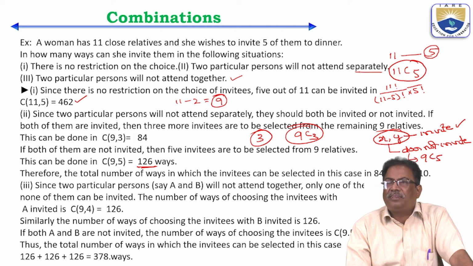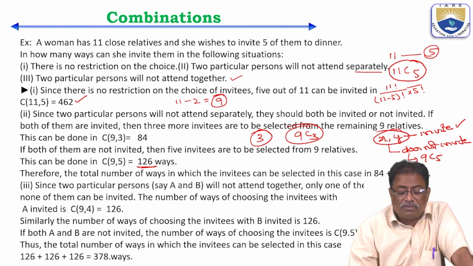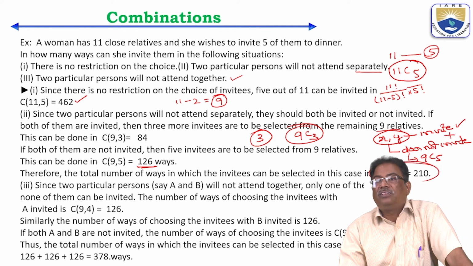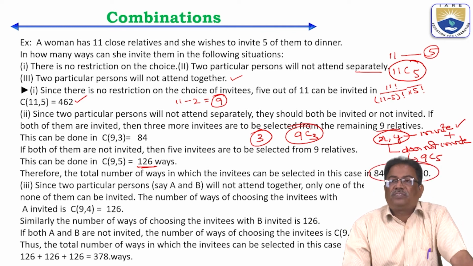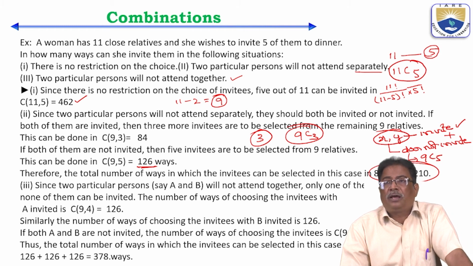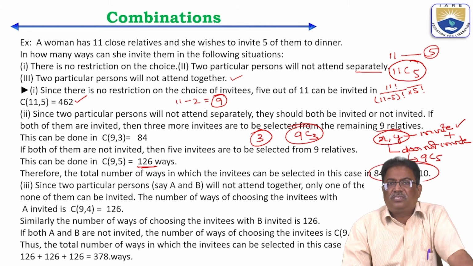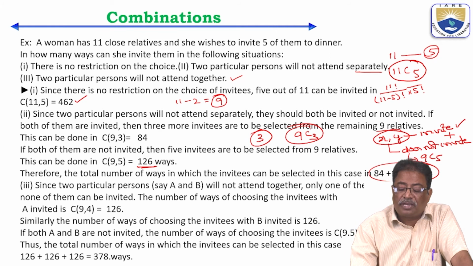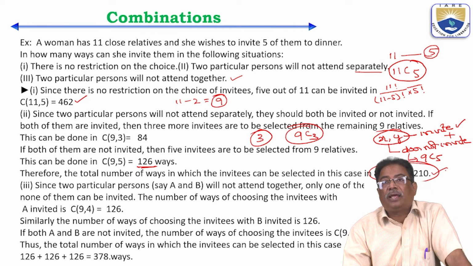So the thing is, either she invites them in one case, or she does not invite those 2 people. So what are the total possible ways? That means we are going to add these 2. If she invites both of them and if she does not invite both of them, the total number of possible ways is simply the sum of these 2. 84 plus 126 taken together is 210 ways.